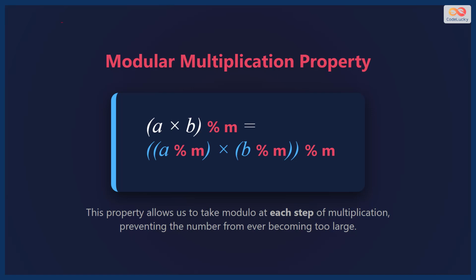The key to solving this is the modular multiplication property. It states that the modulo of a product is equal to the product of the modulos. This means we don't have to wait until the end to apply the modulo operator. We can apply it at every single multiplication step, ensuring our intermediate numbers never grow too large.